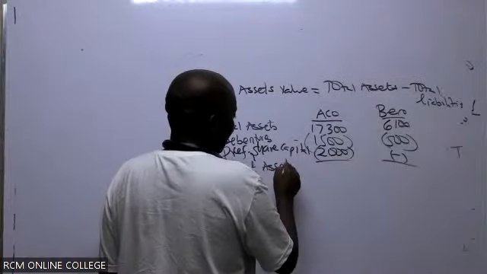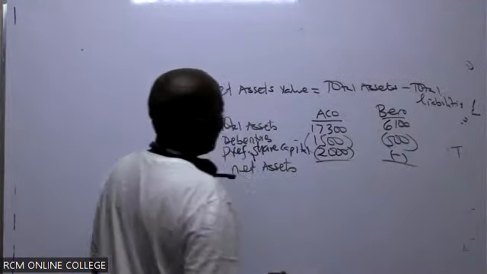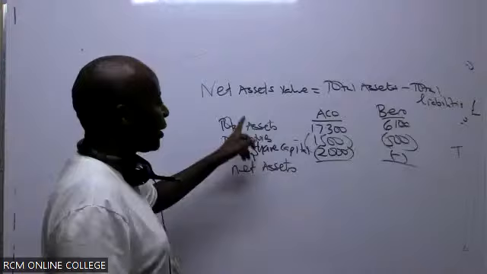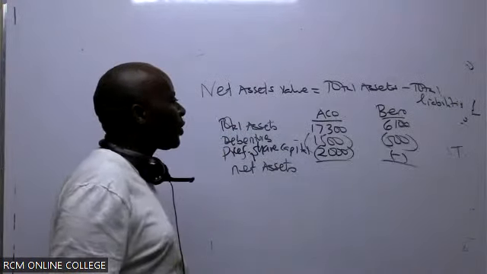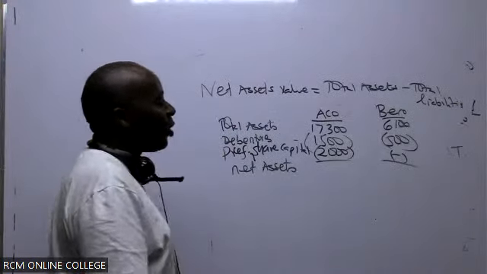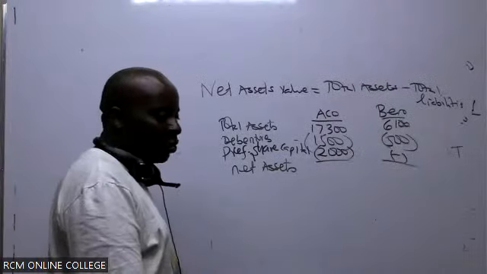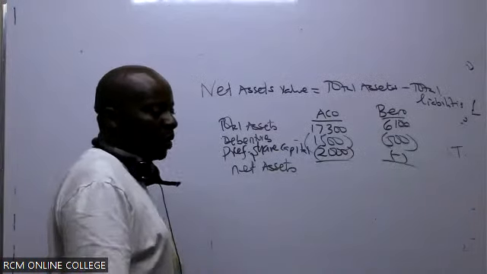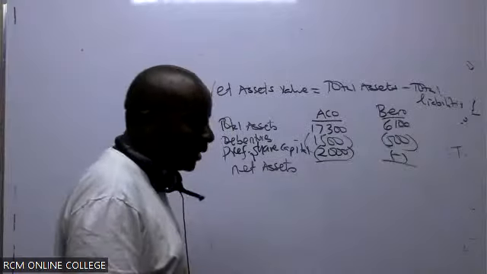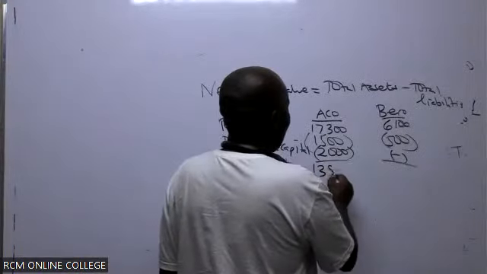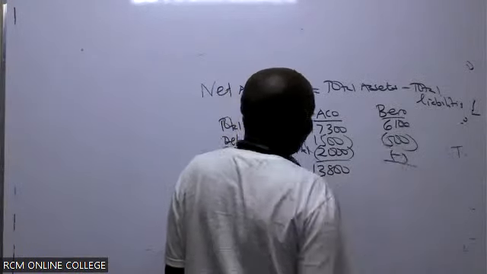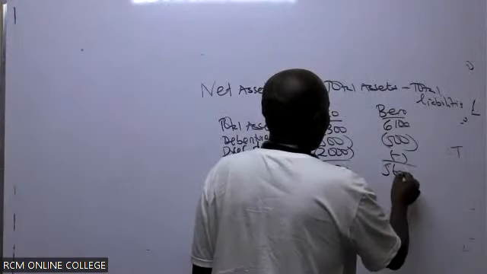We never had the current liabilities here. They were deducted when getting the total assets figure. So please give me the net assets. Are you able to give me net assets of ACO? Anybody able to give me 13,800? So this is 13,800, and then this one here will be 5,600.